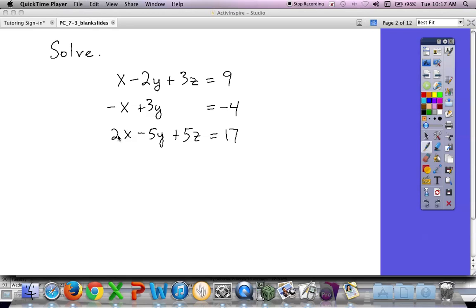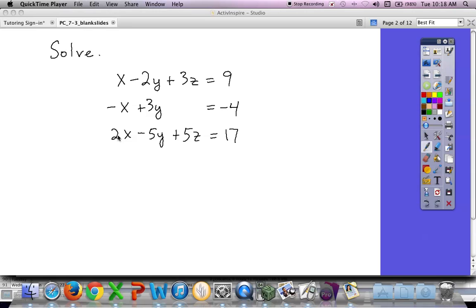I'm not going to do this right now. We'll do this in a couple slides. The point of it is that this section is about multivariable linear systems. What it means is now we're going to solve systems that are bigger than 2 by 2. This is an example of a bigger system. It's 3 equations and 3 variables.